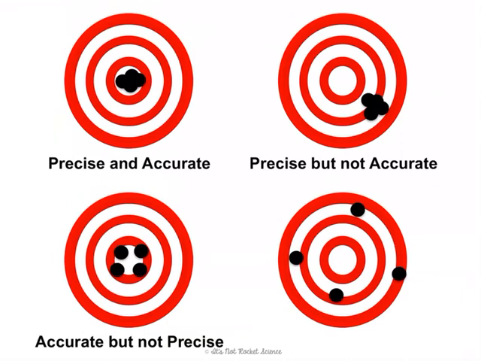So then the third one here in the bottom left is accurate because they're all in that kind of bullseye area, but not precise because they're far off from one another. They're not all in that same clustered area like we saw up above. And then the final one, it is not accurate because they're out of the middle, and it's not precise because, again, they're spread out very far from one another. Right, so this is a good visual description of the difference between accuracy and precision.